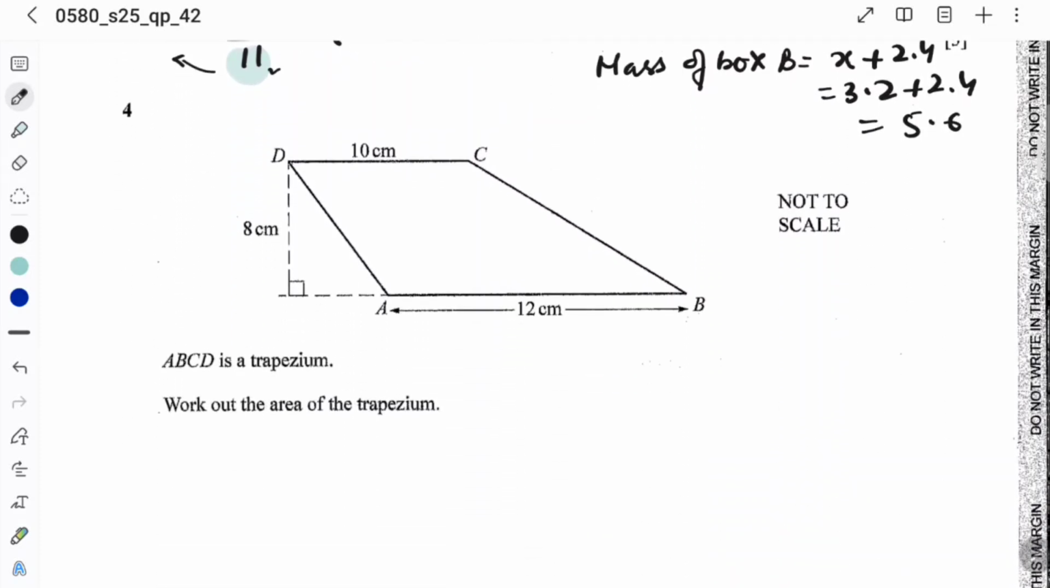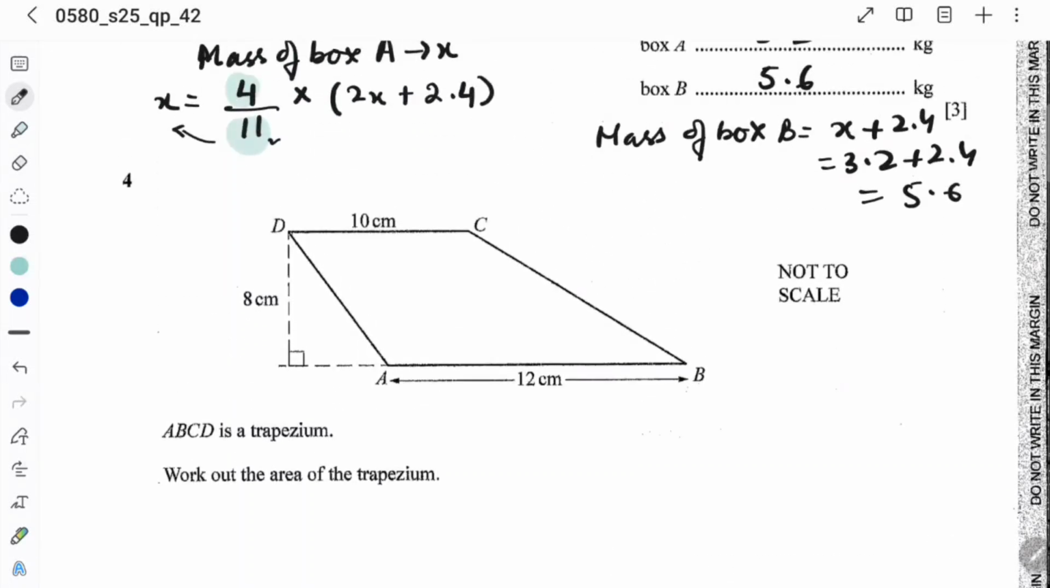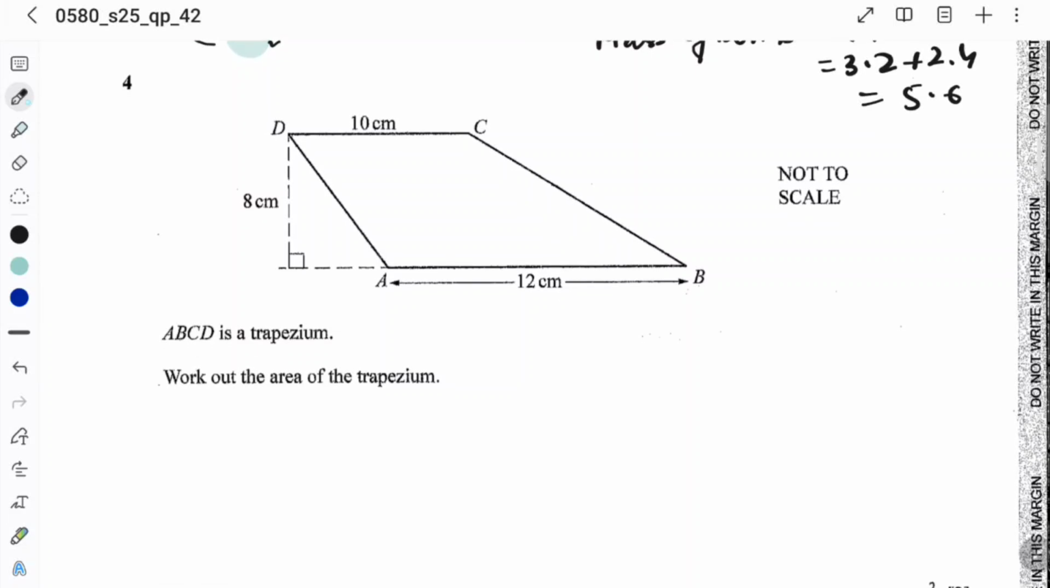Alright, now question number 4. Question number 4 is a 2 marks question. We can see ABCD is a trapezium. Work out the area of the trapezium. We know that the area of the trapezium is half times height times the sum of parallel lines. So the area of the trapezium is equal to half times height times the sum of parallel lines.